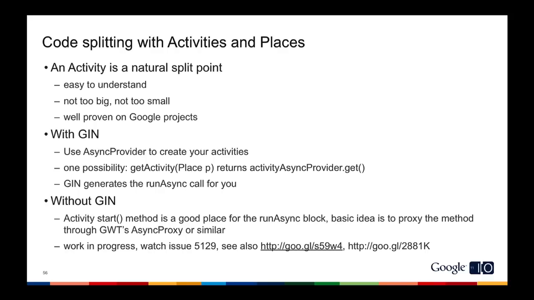So how do we do code splitting with activities and places? Well, what we found on Google projects that have been using this is that an activity is a very natural split point. It turns out to be not too big, not too small, it's easy to understand, and it more or less corresponds to something the user is doing in the UI. So it's a good place. You might have, for example, in a multi-tabbed interface, each tab with its own activity, and then you would split on the activity in order to defer download for that tab.